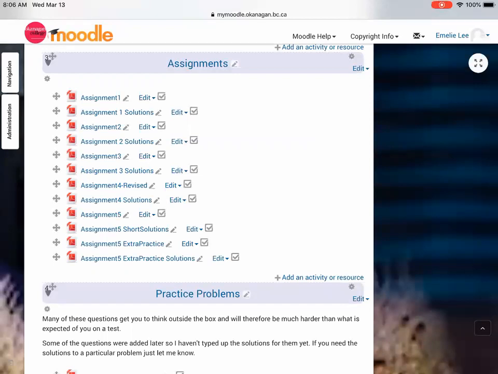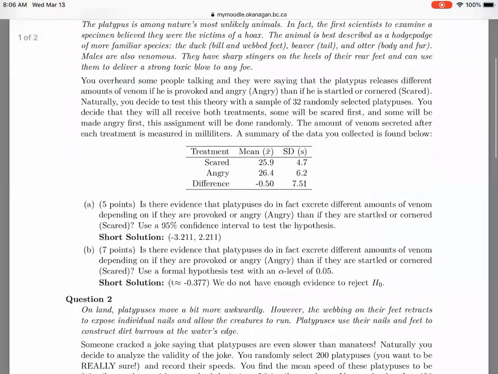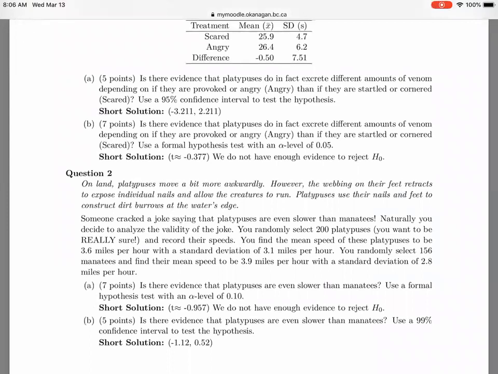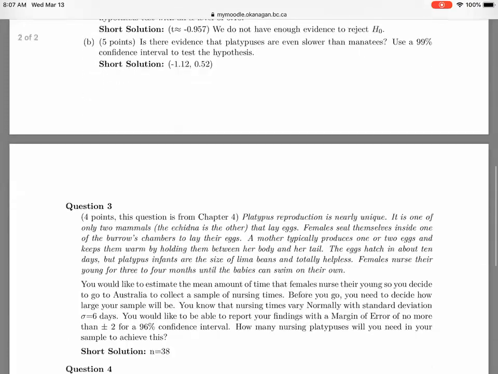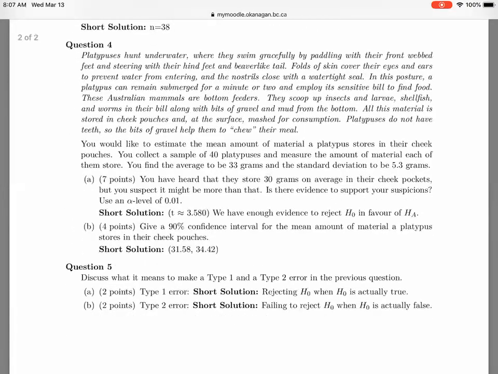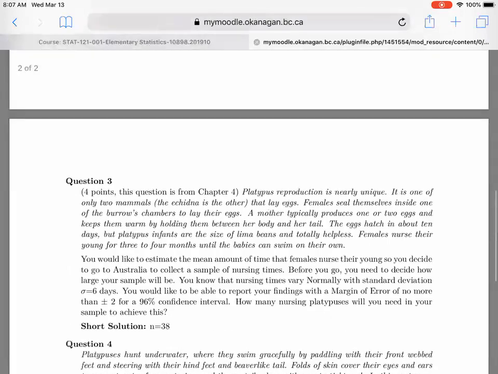Let's see here. You've got assignment 5, and I posted just assignment 5 short solutions, so that way you can check your work a little bit. I'm not giving the full answer, but for the confidence interval, I'm giving you the confidence interval so that you can check your work. It's still your job to interpret it and know what's going on. And the same thing for the hypothesis test: I'm giving you the T and then the conclusion. So for all of these, I've just given you the short solution, and then you can work from that. Okay, so hopefully that's good.